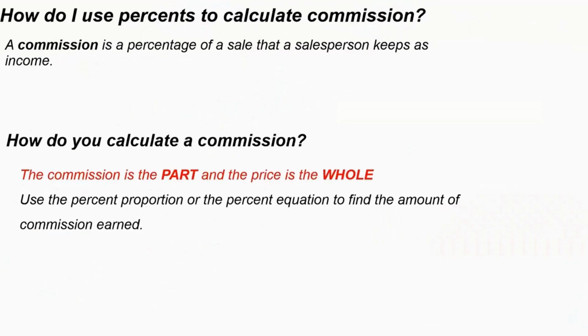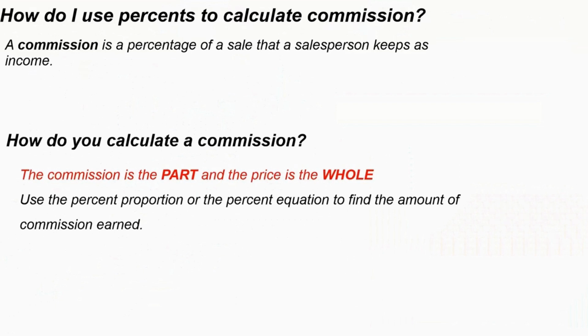And then finally, how do you use percents to calculate commissions? A commission is a percentage of a sale that a salesperson keeps as income. So some people don't get paid by the hour, or some people don't get paid a salary. They get paid on commission. That means they get paid a portion of the sales that they make. So they get motivated to sell a little bit more, so then they make a little bit more.